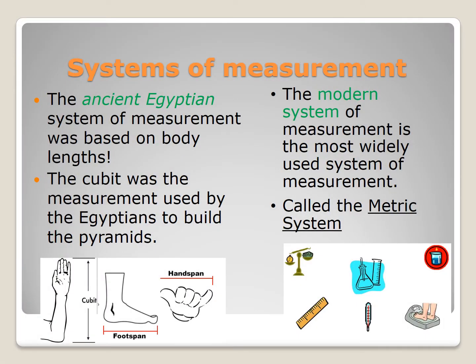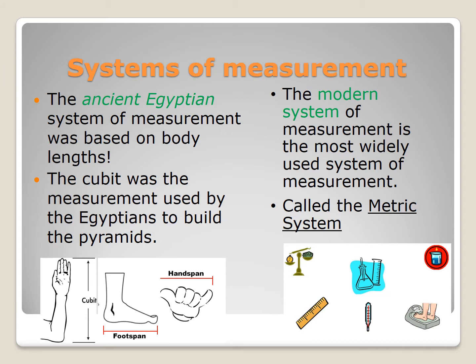System of measurements. The ancient Egyptians' system of measurement was based on body lengths. The cubit was the measurement used by the Egyptians to build the pyramids. For example, guys, as you can see, the cubit would be the arm's length from your fingers to your elbow. Foot span will be the exact same length of your foot. And a hand span will be from your pointer to your thumb.